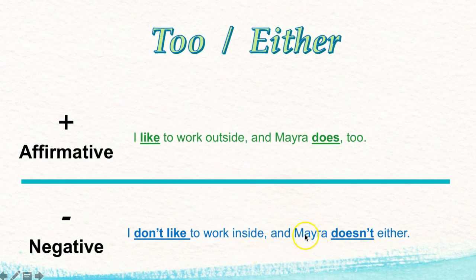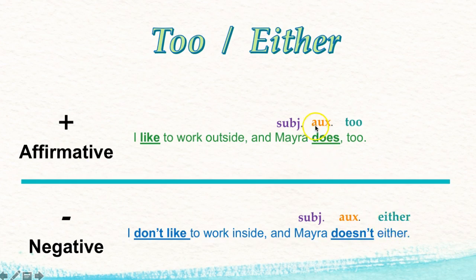You'll notice for both sentences, the word order is the same. We first have the subject, Myra, then we have the auxiliary verb. When we use to, it's positive. When we use either, it's negative. And then we end with to. So here we have subject, negative auxiliary verb, and either.